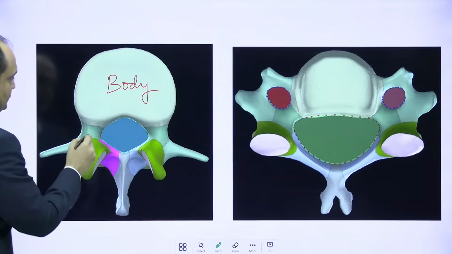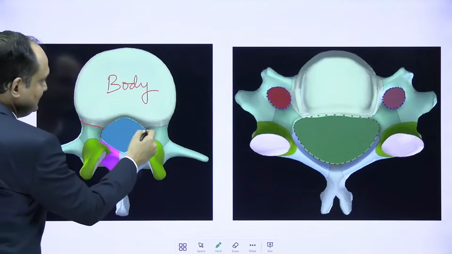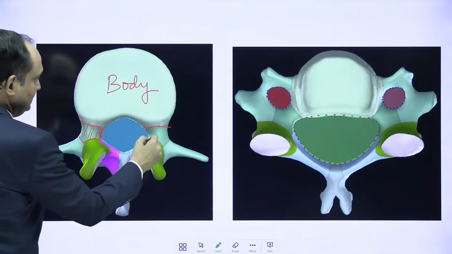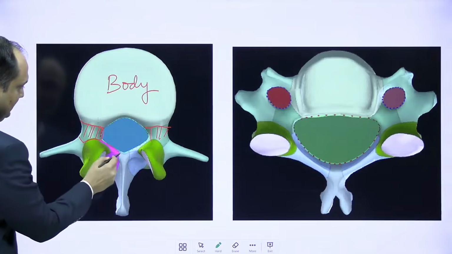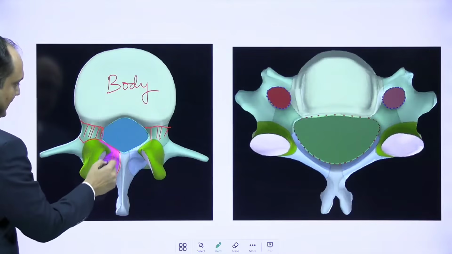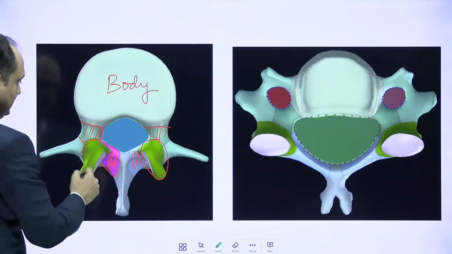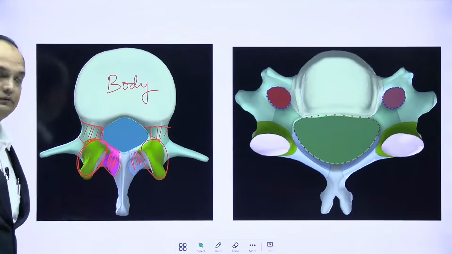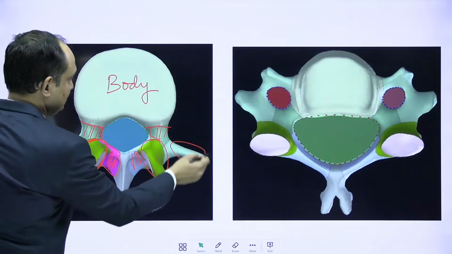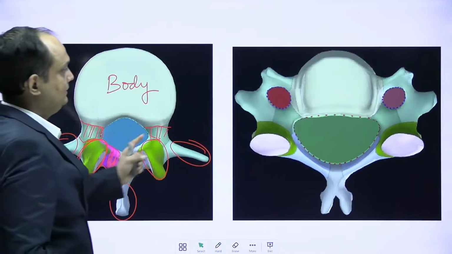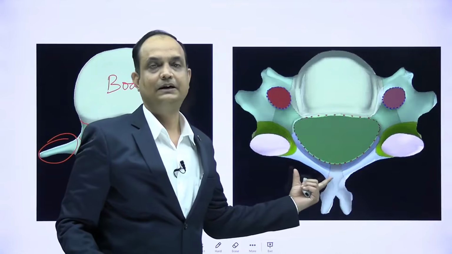Then on the posterior side of the body you can see that this area is known as the pedicle. Then this purple marked area is your lamina, which is also here. These green color areas are the superior articular processes on both sides. These are the transverse processes. This is the spine. Suppose we have to mark the parts in this vertebra.